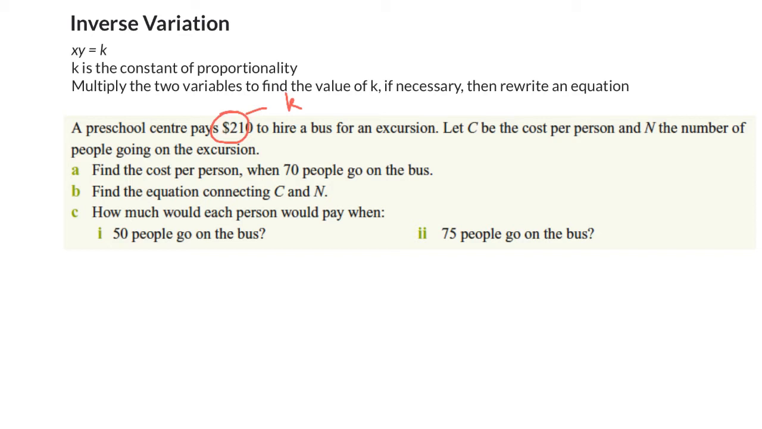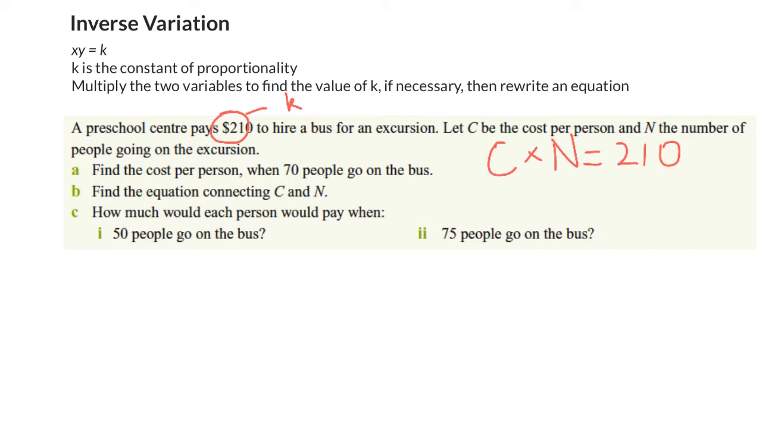So 210 is actually that constant value, which means our cost per person multiplied by the number of people is going to give us 210, which is that form there, xy equals k. We've got our constant already given to us though. So our first thing is find the cost per person when 70 people go on the bus.